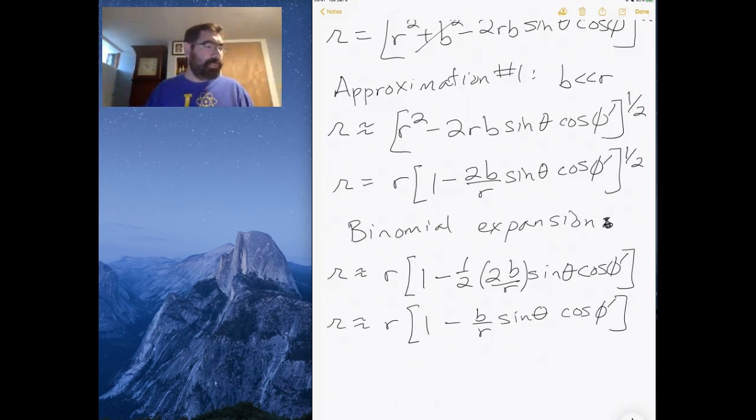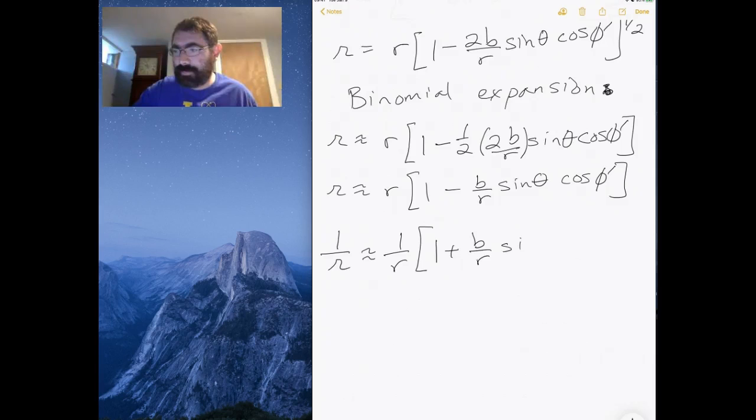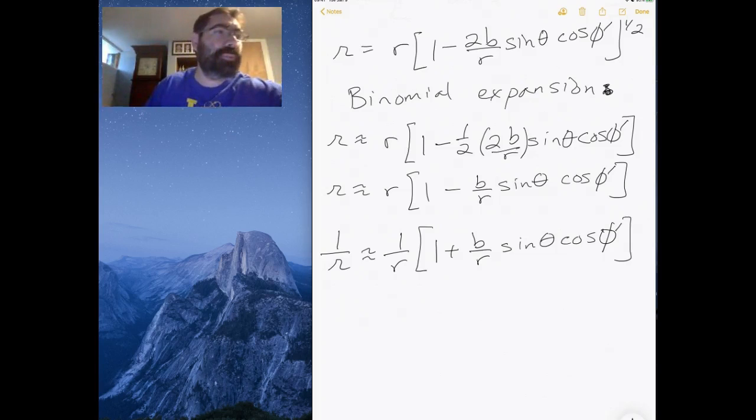Okay, so what we really need now is 1 over that r. We're going to need that later on. And so we could do the same procedure that I did above, and what I would get is 1 over script r is approximately 1 over r. And the only difference between doing the binomial expansion when it's the square root of something or 1 over the square root of something is that you change the sign. Okay, so now I've written out expressions for the distances r.